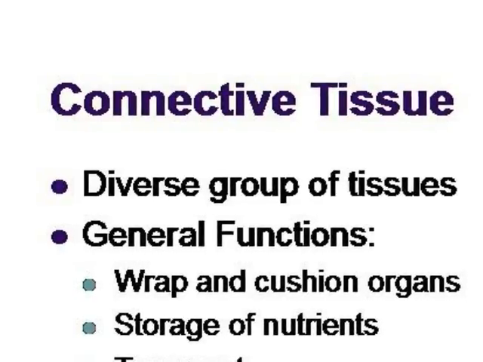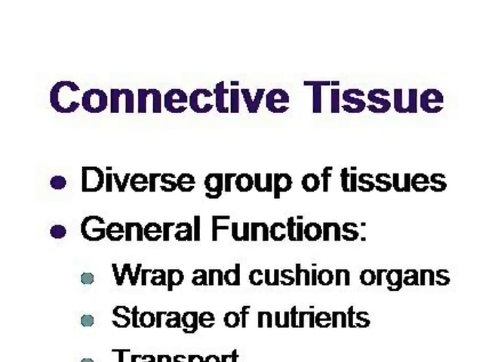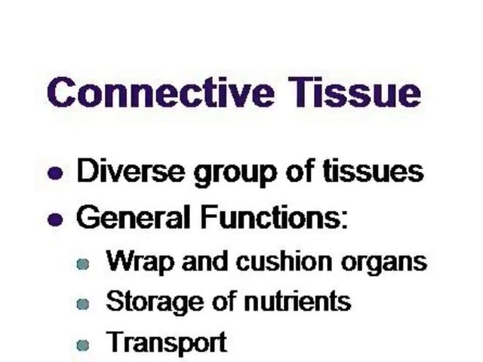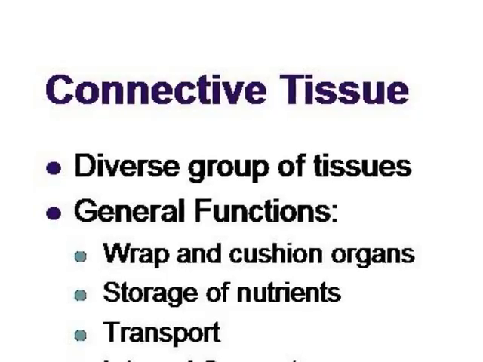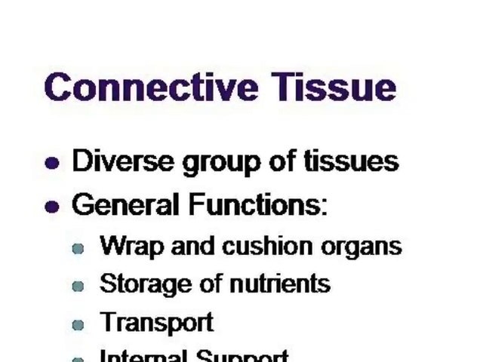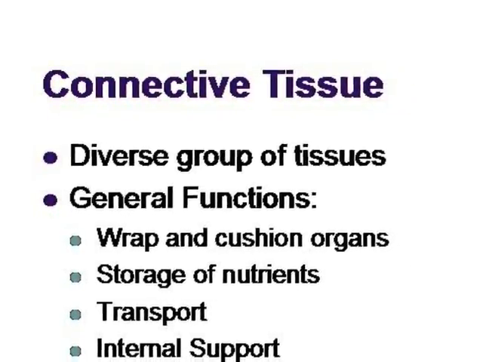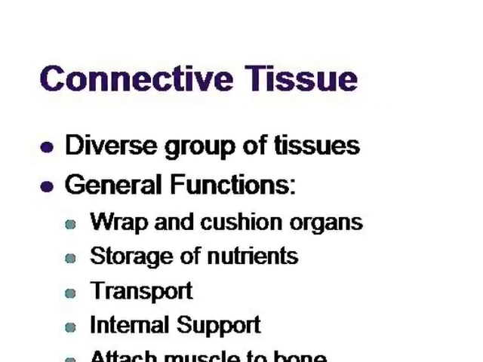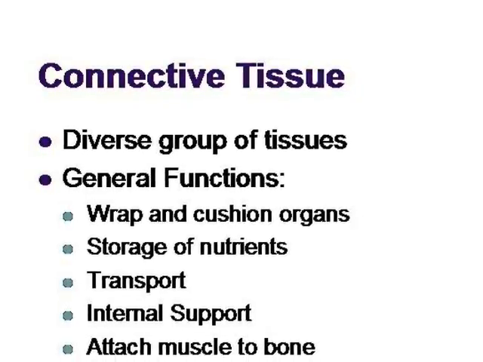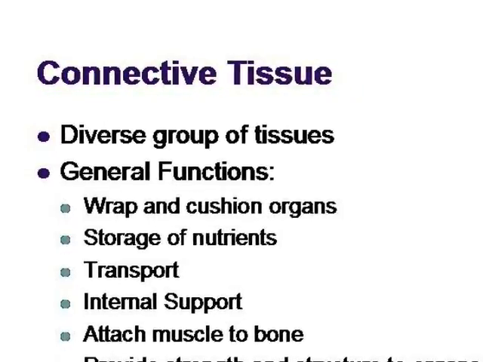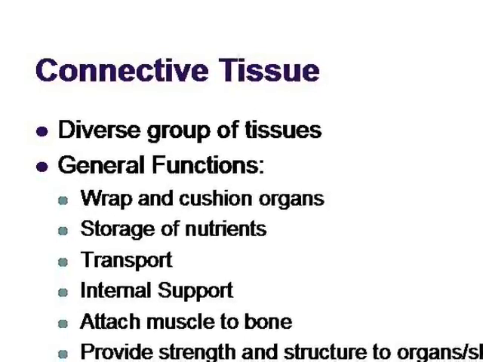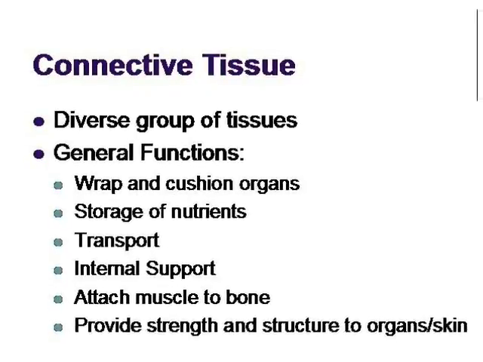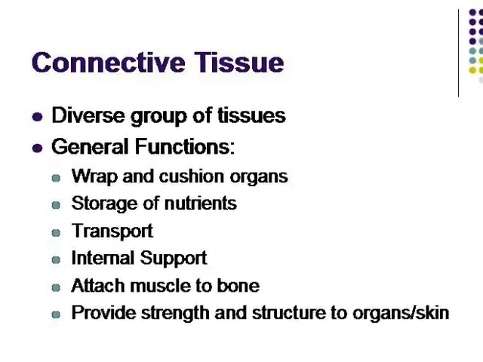The next group of tissue that we are going to discuss is connective tissue. Connective tissue is the most diverse group of tissues that we have in the human body. They have many functions and they have many different characteristics. They will wrap and cushion organs to keep them protected. They help with storage of nutrients like your bones and fat cells. They help to transport nutrients and oxygen throughout the body like your blood. They provide internal support. They help attach muscle to bone and bone to bone, and they also provide strength and structure to the organs, such as your skin.